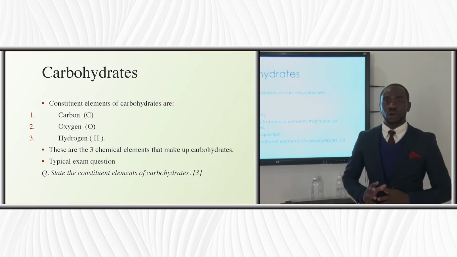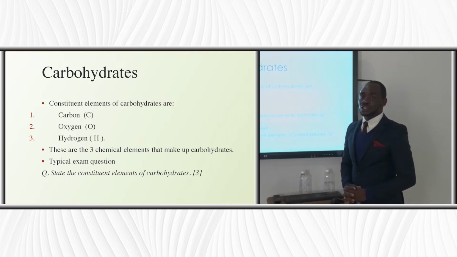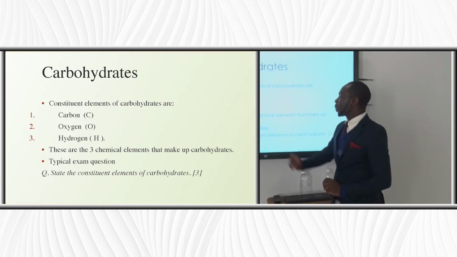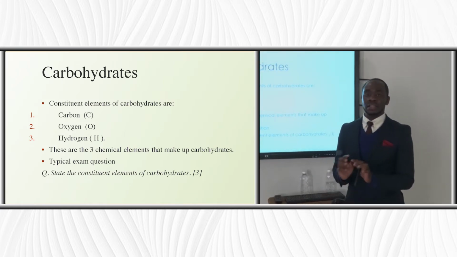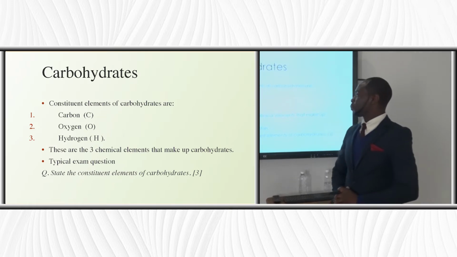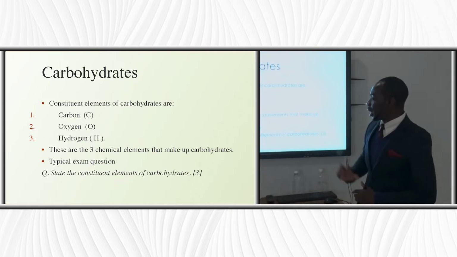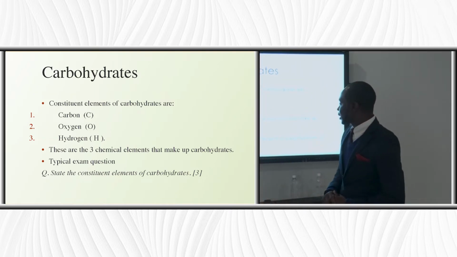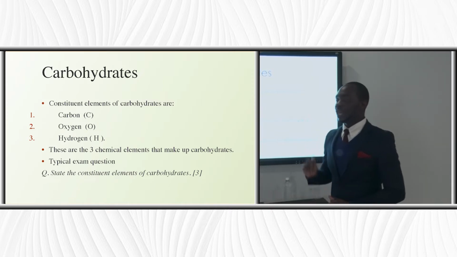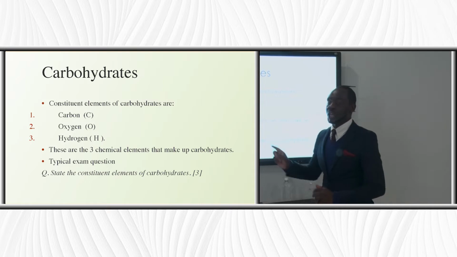Carbohydrates. Let's start by looking at carbohydrates. The constituent elements of carbohydrates are carbon, oxygen, and hydrogen. These are the 3 chemical elements that make up carbohydrates. Let's look at this typical exam question. State the constituent elements of carbohydrates, 3 marks. So the answer to this question will be carbon, oxygen, and hydrogen.